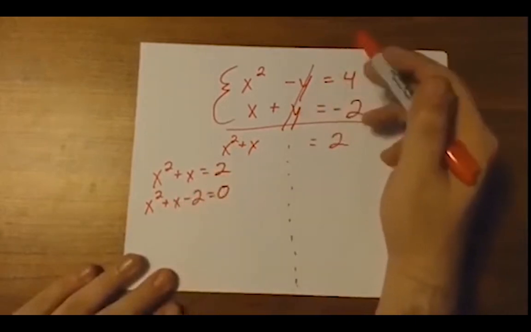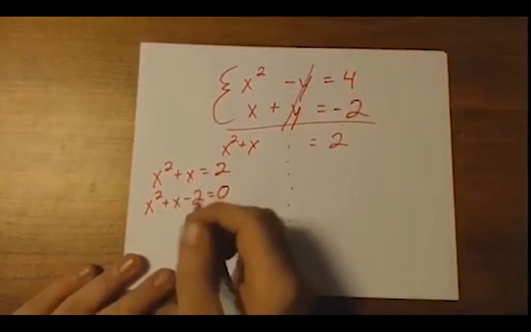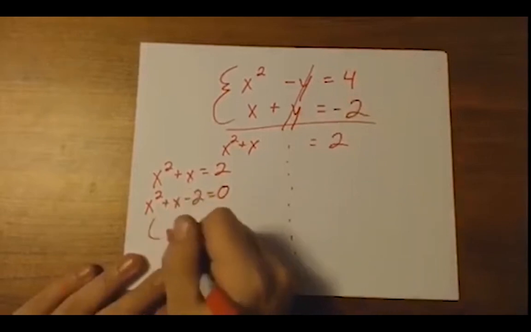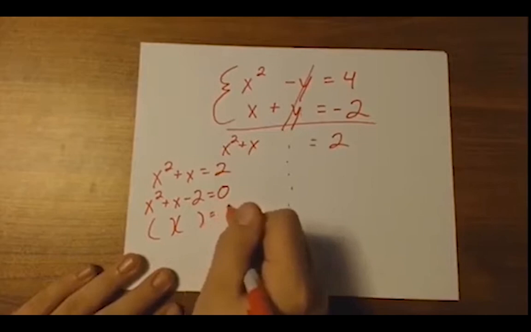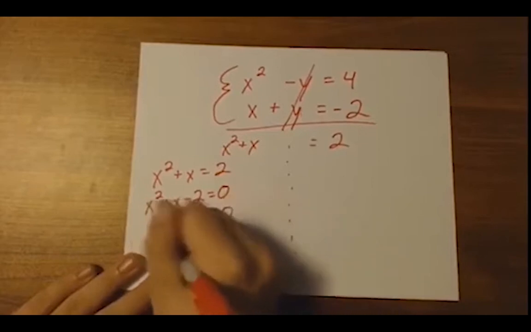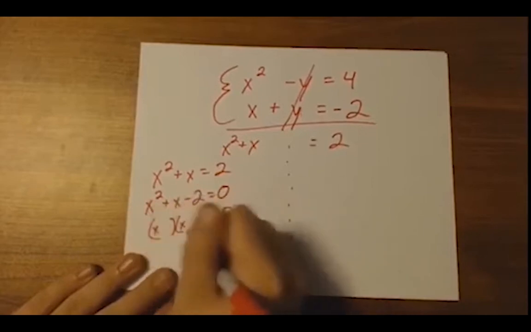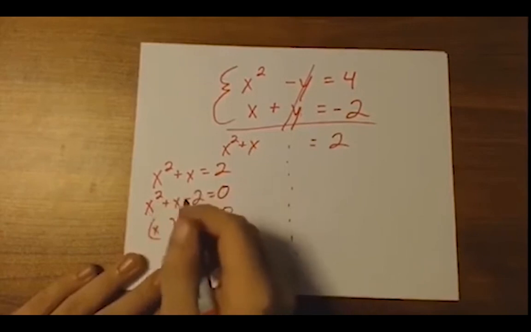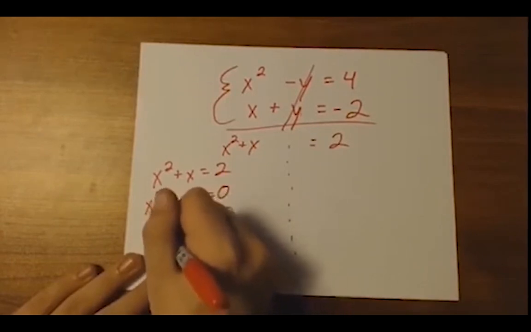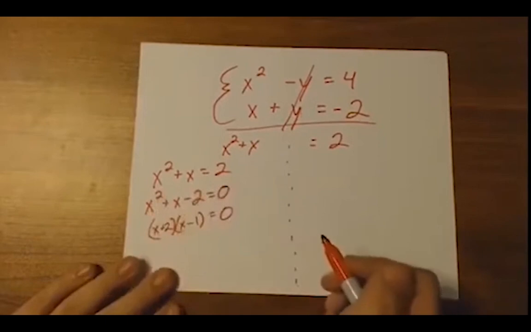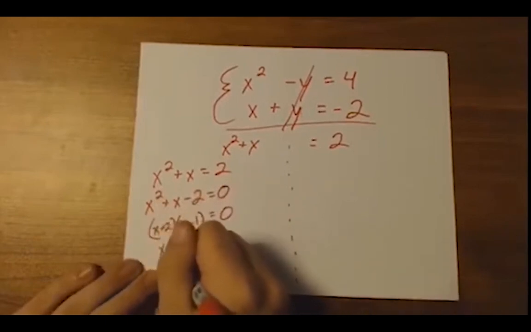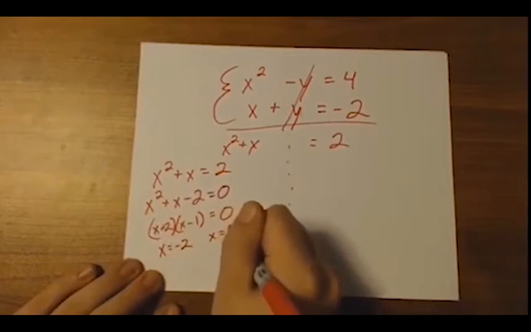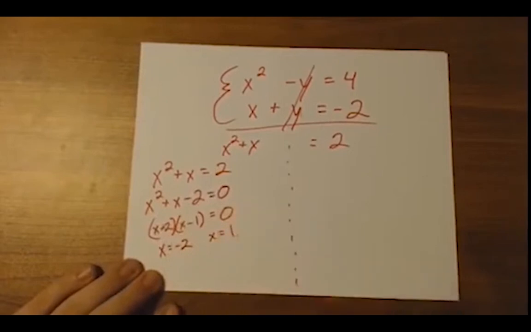It's not always going to be given to you like this. Numbers that multiply to -2 and add to +1. X squared, so x and x. This is going to be +2 minus 1, which gives us x equals -2 and x equals +1.